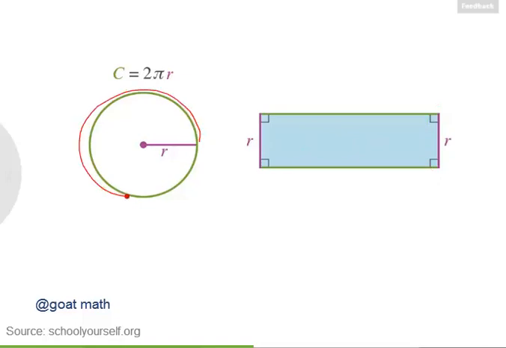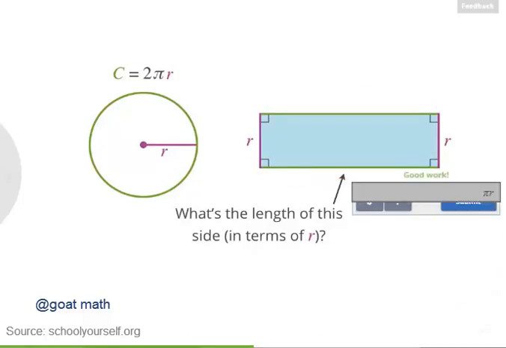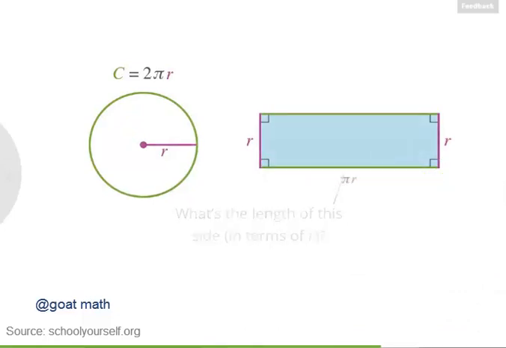Now remember that the circumference, which you said has length 2 pi r, is split up into two equal halves along the top and bottom sides of the rectangle. So what's the length of this side down here in terms of r? Right, this side has length pi times r, and this side up here also has length pi times r. Together, their combined length is 2 pi r, which is the circumference of the circle.